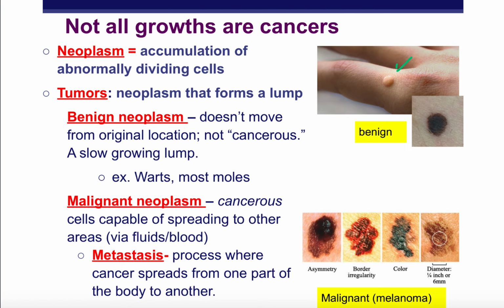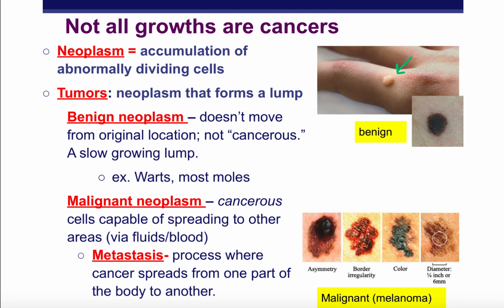A wart is a classic sign of a benign tumor or benign neoplasm, where you can definitely feel that the texture of the wart is different than the surrounding tissues. Now, benign neoplasms or tumors are growths that are not cancerous. So they don't move from the original location. They tend to be slow growing lumps, but they don't take over tissues around it or spread around your body.